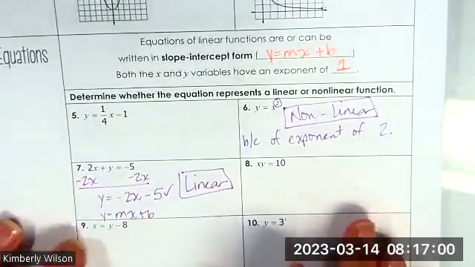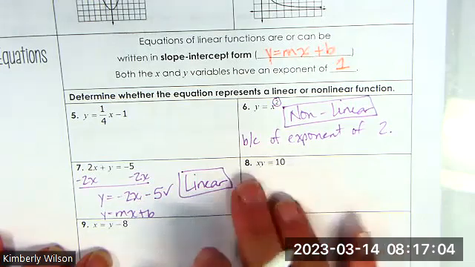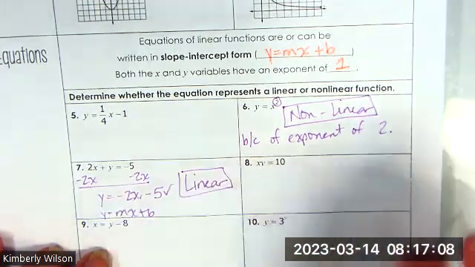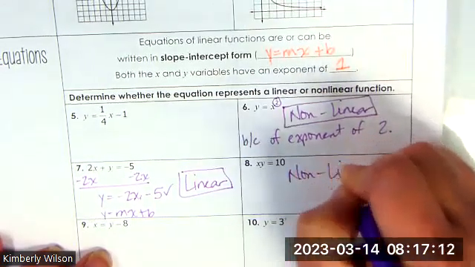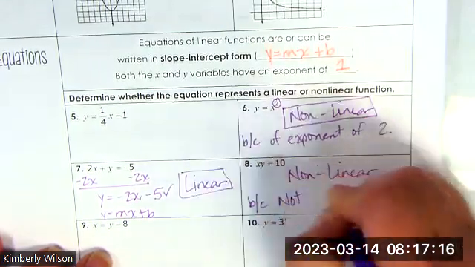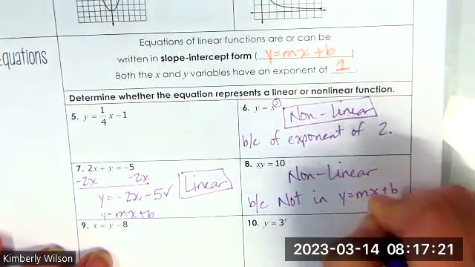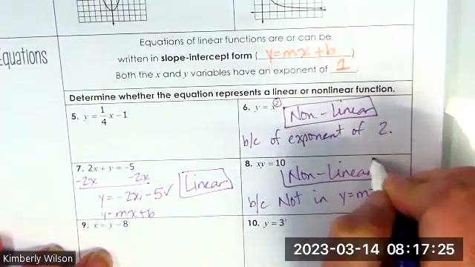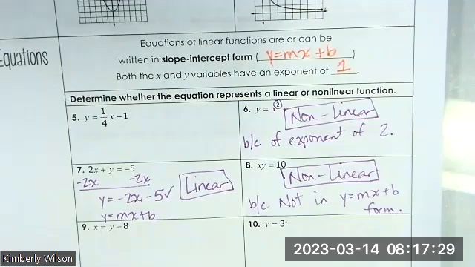Okay, last one, number 8. Well, it's got an x and a y in it, but they're multiplying. So therefore, it is not in the form of y equals mx plus b. So this is classified as non-linear because not in y equals mx plus b form. Okay, next page.